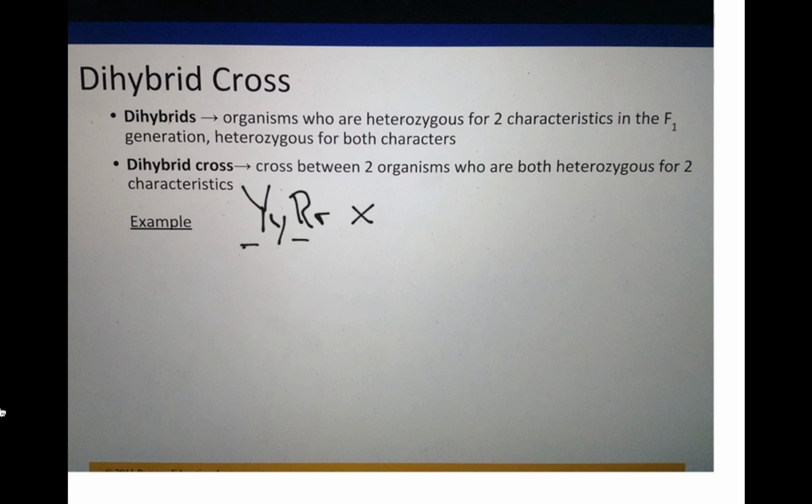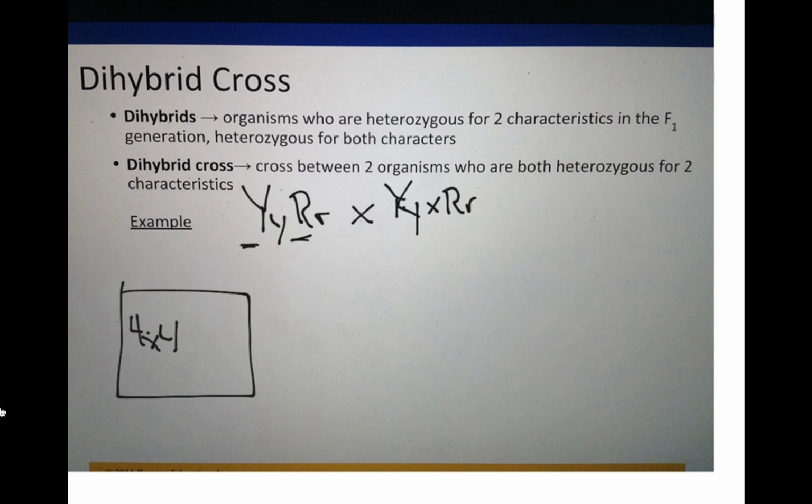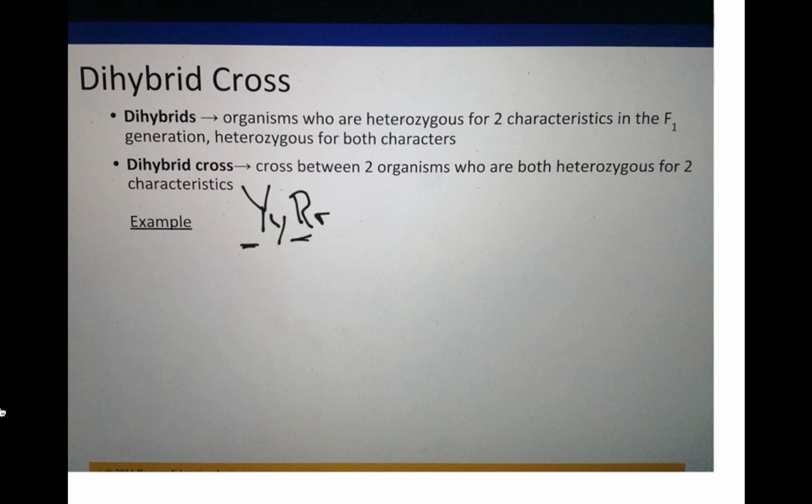So this organism is yellow, round seeds. And we're going to cross that with another organism who is yellow and round. And when you set up your Punnett square, it's actually going to be a 4 by 4. It's going to be 16 total squares. Okay. And the way you separate it to figure out what's on the top and what's on the side is a little different. So let's just look at what we have going on right here. Okay, let's say this is going to go to the top of our Punnett square.